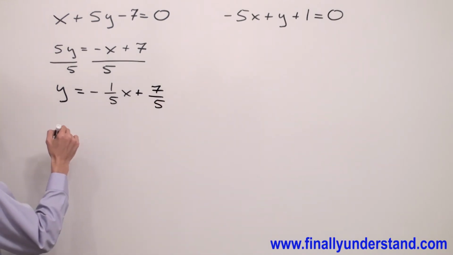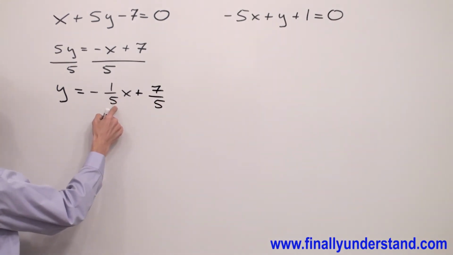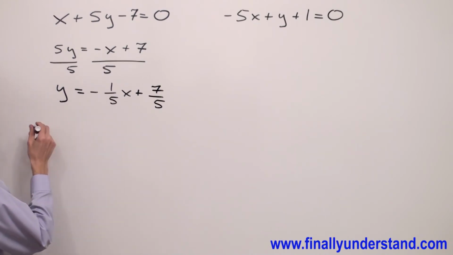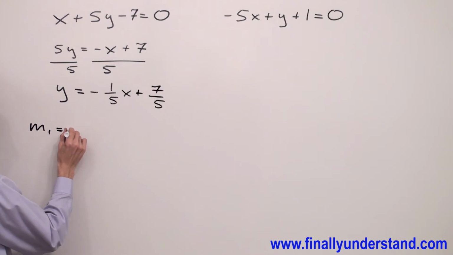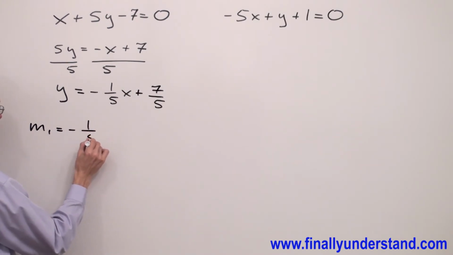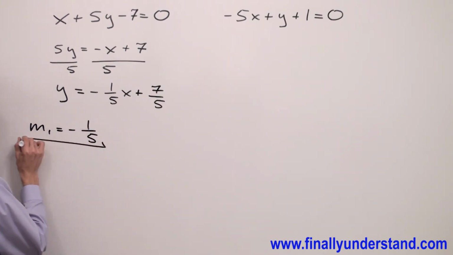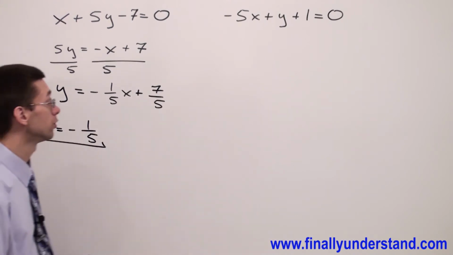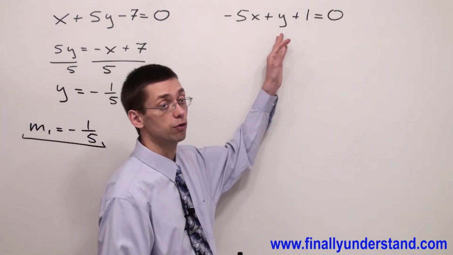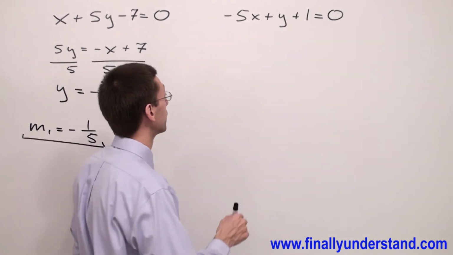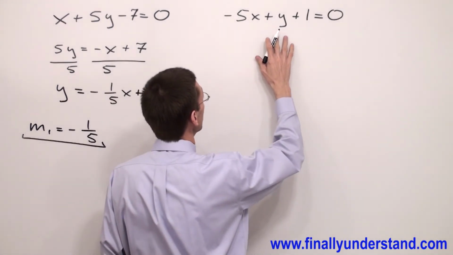Please keep in mind that the coefficient of x is my slope. So m1 in this case is equal to -1/5. This is the slope of my first line. Next, we're supposed to find the slope of the second line. Again, we're supposed to solve this equation for y.